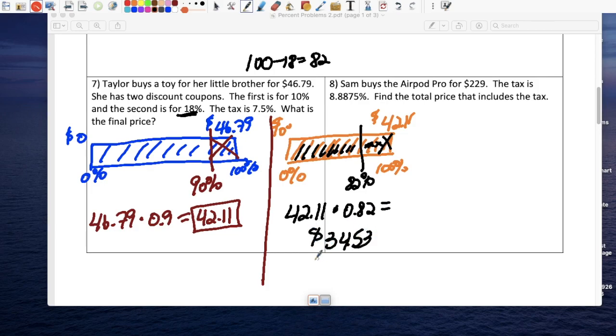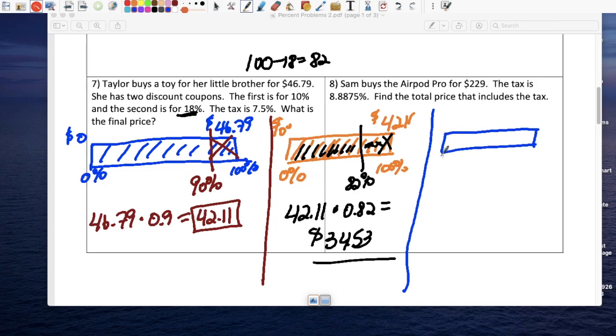So that's what I get after a second discount. Now I can draw my third bar model. And again, the bar models here are really just a visual. So here's 0%, 100%. So 100% of what I'm going to pay right now is not $46.79. It's not $42.11. It is now $34.53. That's 100% of what I'm going to pay. Except that I have to pay for taxes.